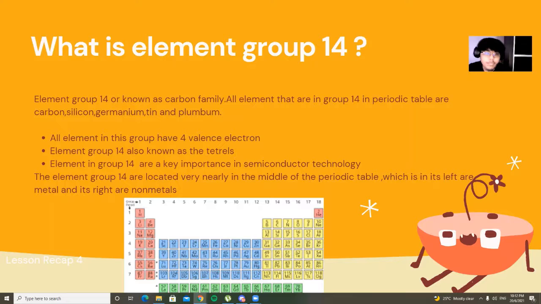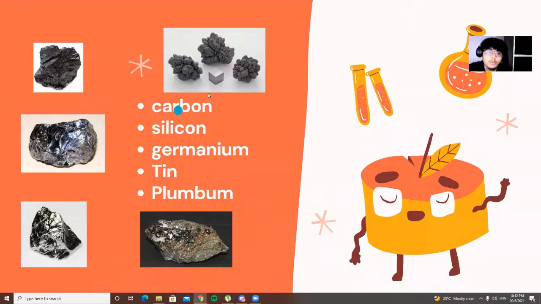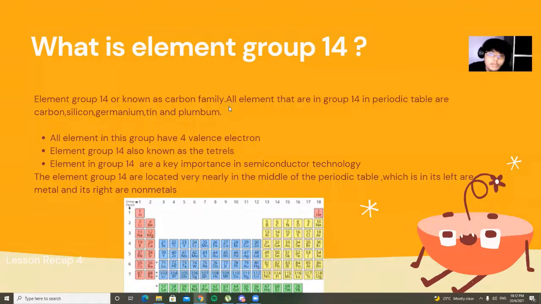All right, let us jump back to this slide. These are roughly pictures of the elements. This is carbon, and then this is silicon and germanium, and this one is tin, and last but not least is plumbum.